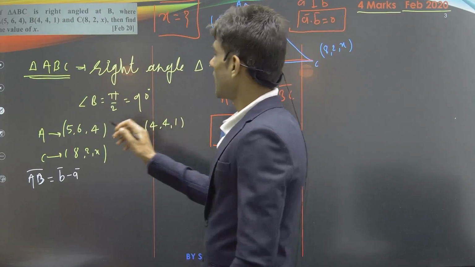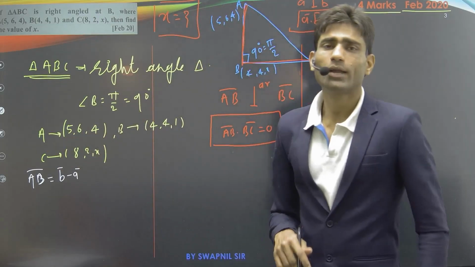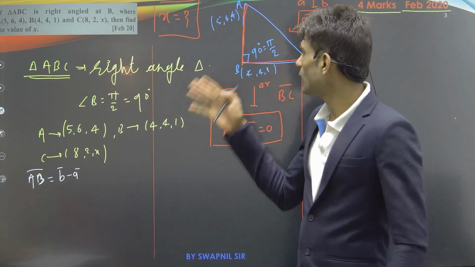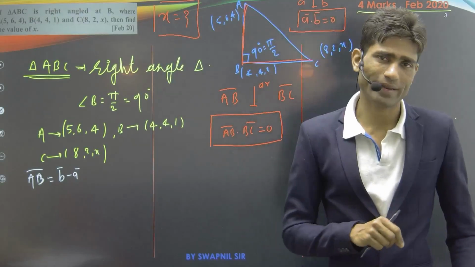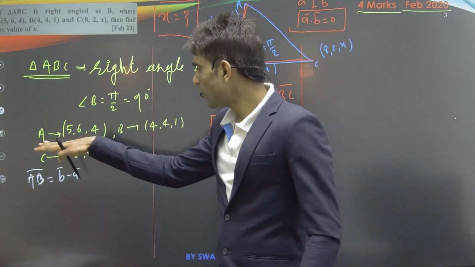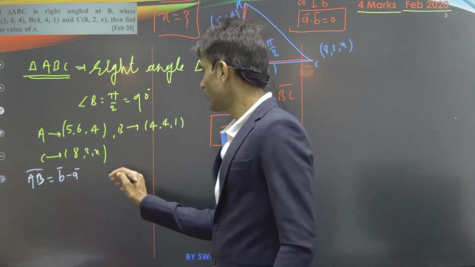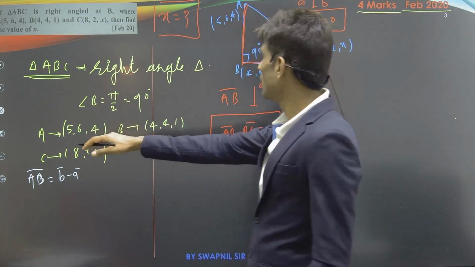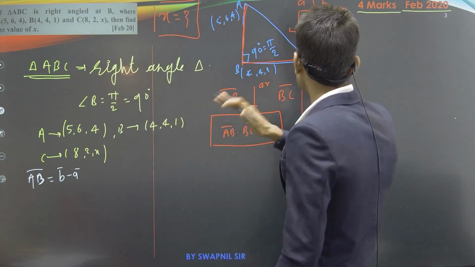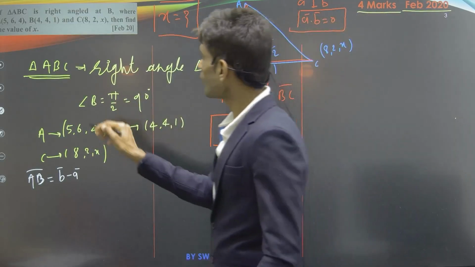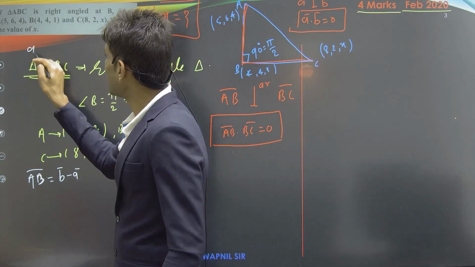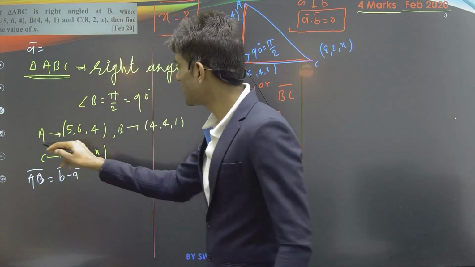Now see that for every vertex there exists a position vector. Our vertex A has the position vector A bar. Let me first write the position vectors for A, B and C. I'm going to write the position vector A bar using vertex A.